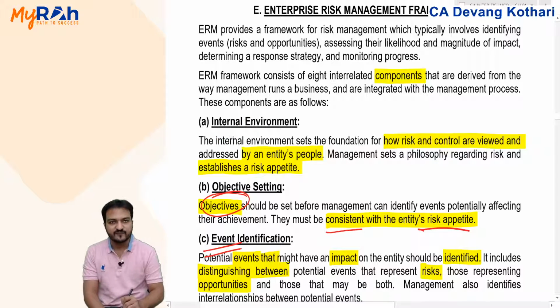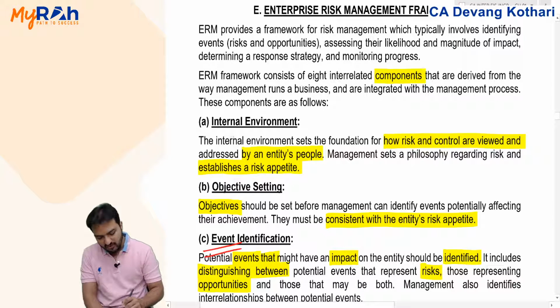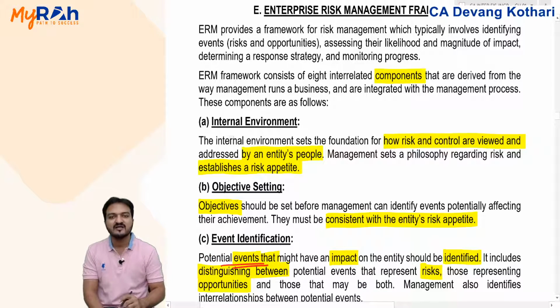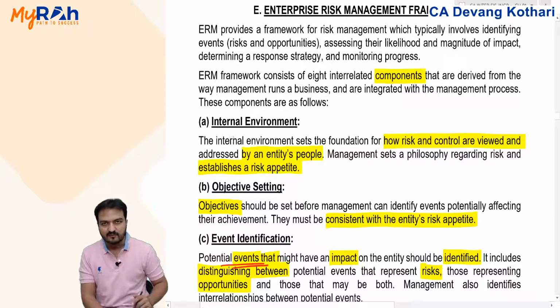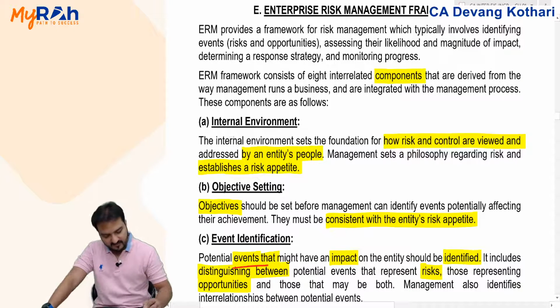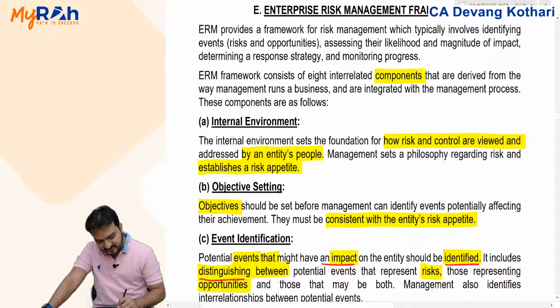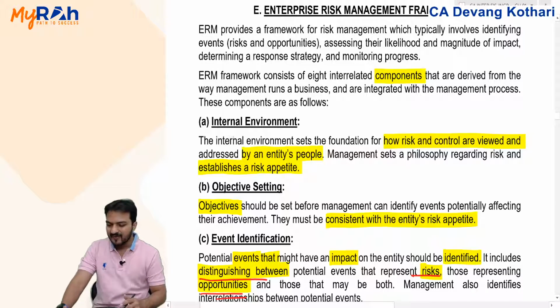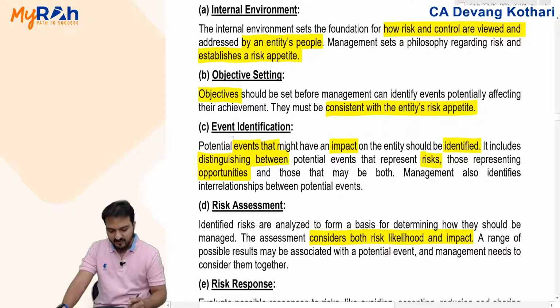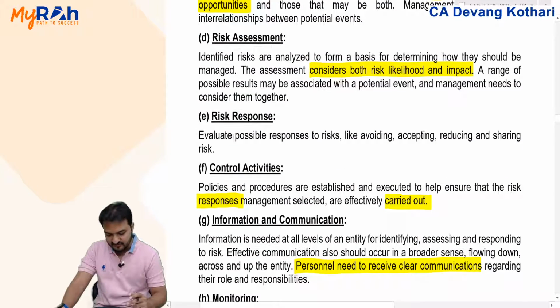Then event identification. Now this is important. Event identification means to identify potential events that might cause damage to my company. Identify potential events that might have impact on my entity. Also, distinguish between risk and opportunities. Certain events might pose a risk, certain events might show an opportunity. You need to differentiate between these two.